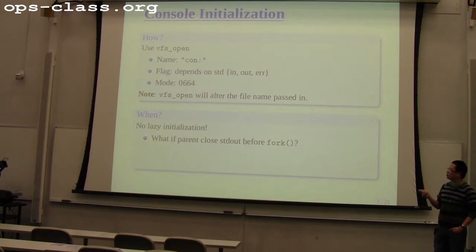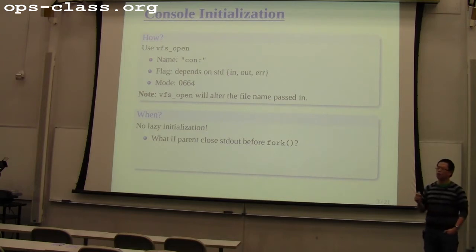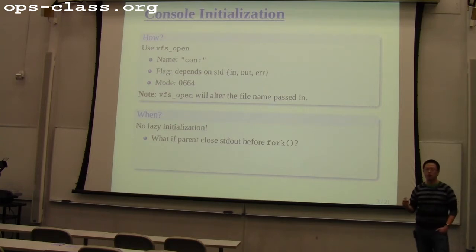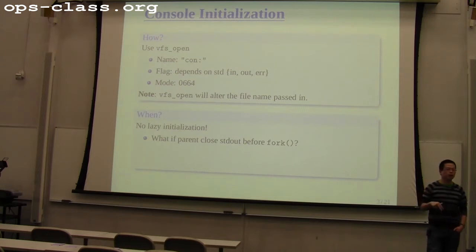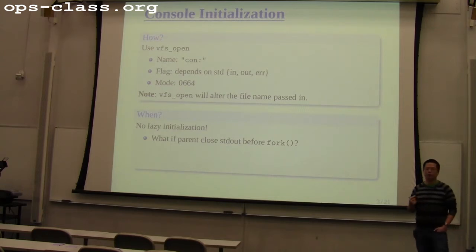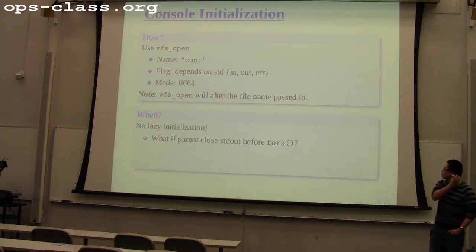That is on purpose. The parent closed that file. But if you do this lazy initialization and in sys_write you detect that stdout is null, you are not supposed to open it for it, because at that time that file has already been closed. If the child wants to write to that file, it has to open it again. You should not open it for the child.